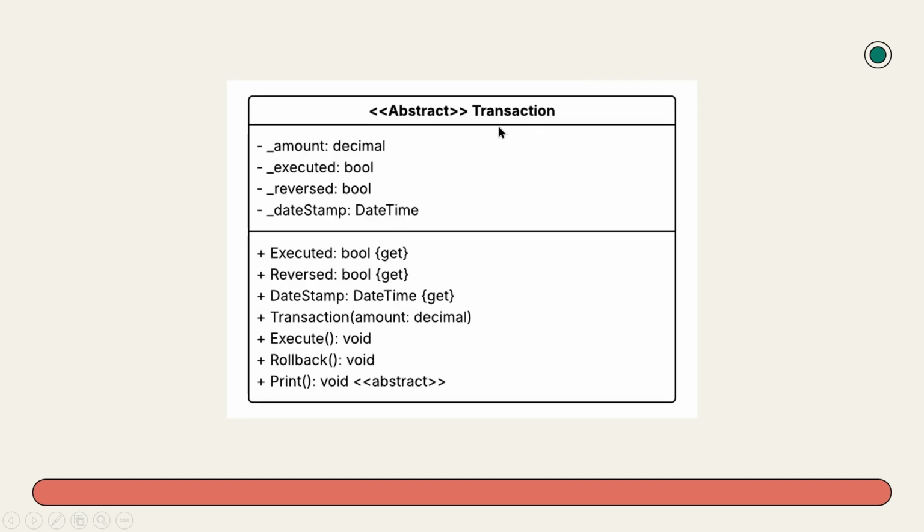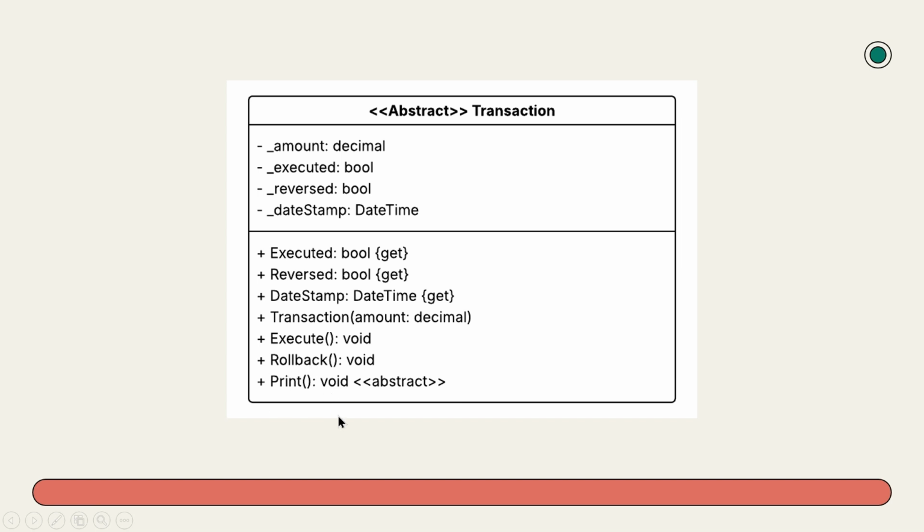Next one, I have the transaction class. This class defines the basic structure of all the transactions like deposit, withdraw, transfer, etc. So it includes the common fields like amount, executed, reversed, date stamp, and it provides the shared methods like execute and rollback, and leaves the print as abstract.